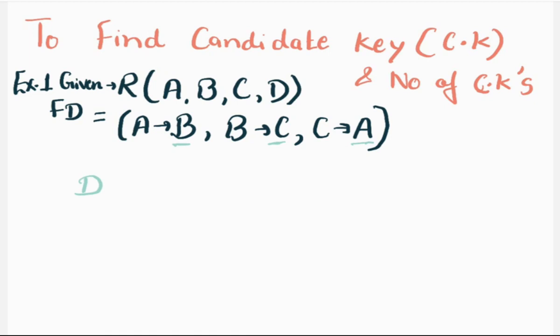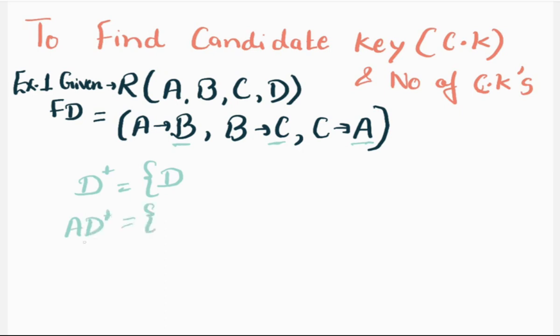Now first we'll see what attributes D determines. D will determine D because of the reflexive relation, but D is not determining any other attribute. So we have to add other attributes with D to construct a candidate key so that it determines all the attributes. So now we'll take A with D.